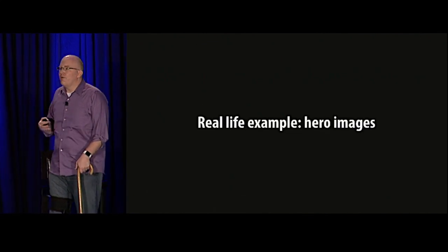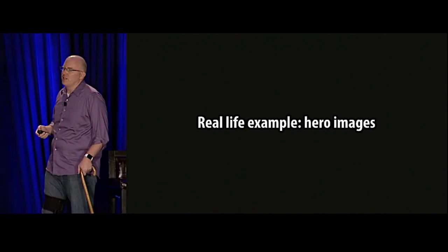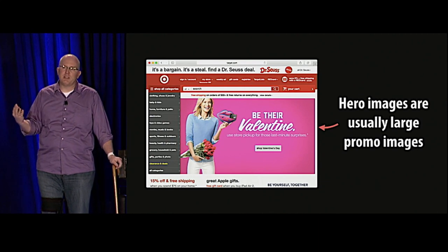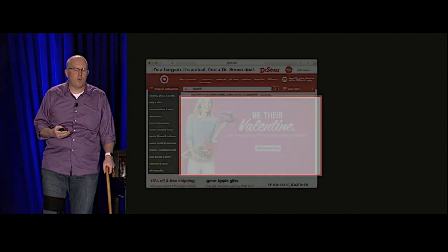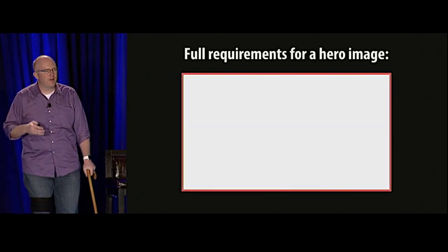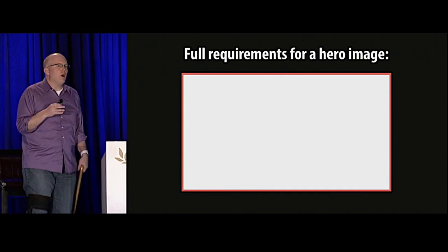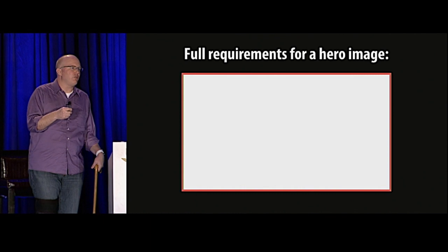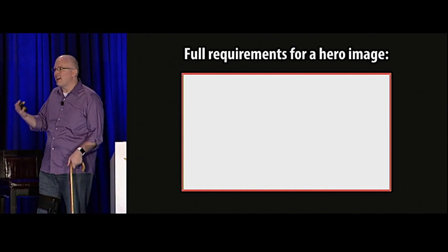When we do these audits, we found some really interesting examples. One example is dealing with hero images. If you're not familiar with hero images, and I wasn't, a hero image is usually a large promo image on a page. For example, in this Target one, it's that box about Be Your Valentine. When I started looking into this, we were trying to figure out what the requirements were for those hero images so we could decide, is this resolution switching or art direction? How do we figure out how we're going to solve this problem and provide a process around it?